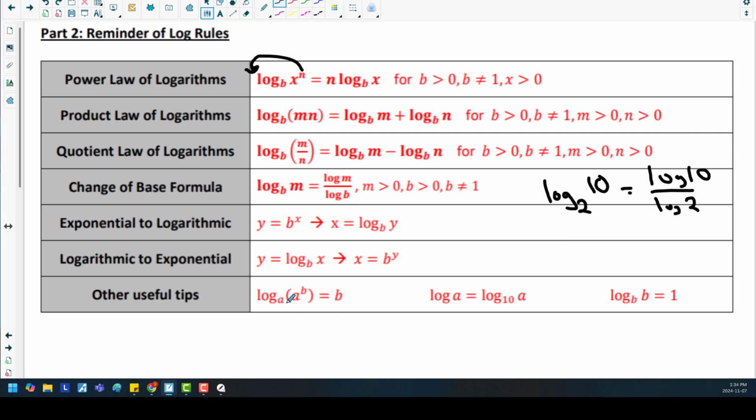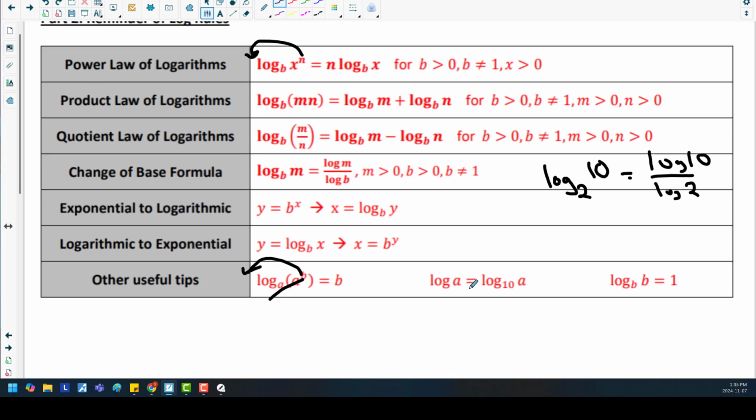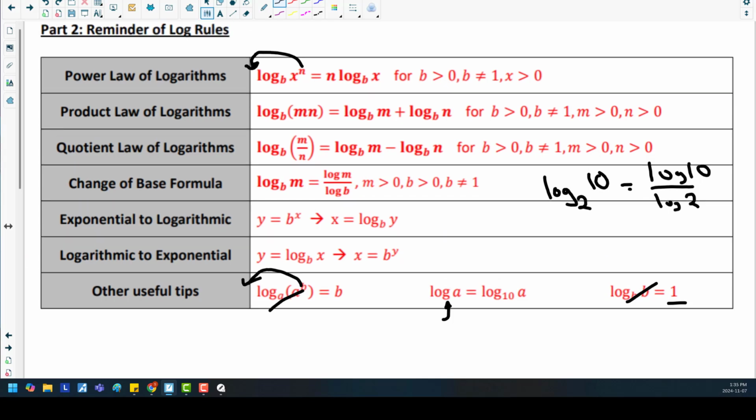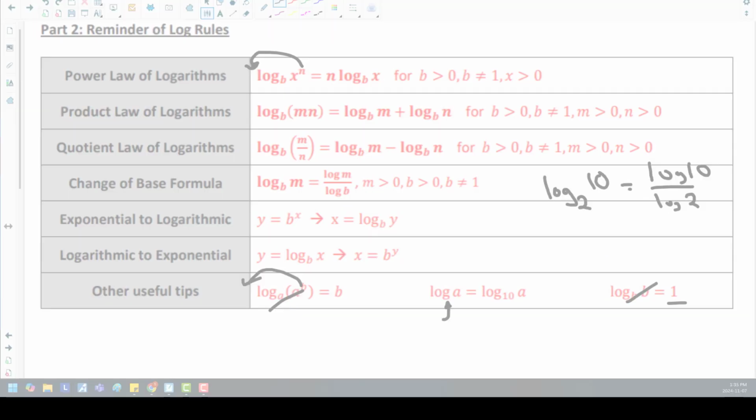And other useful tips, if I have log base a of (a to the power of b), remember b can just go in front, and log base a of a just cancels out and it's 1, so the answer is b. Log of a is equal to log base 10 of a. Remember, if there's no number written there, it's base 10. And log base b of b is equal to 1. It just cancels out and you're just left with 1. So some basic review. So let us now go over some practice problems.